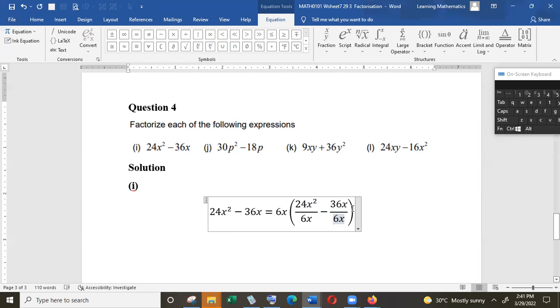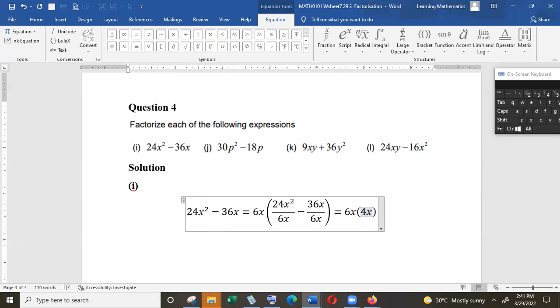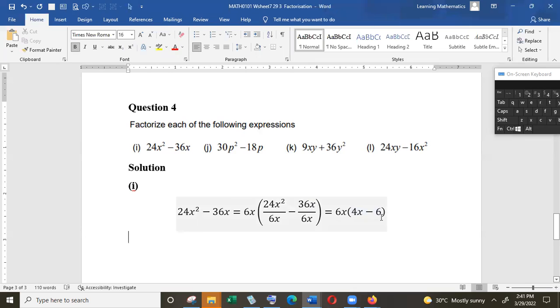Okay. So we have 6x outside the bracket. So 6 into 24 goes 4. And x squared divided by x, subtract the power, that will give you x to the 1. All right. Subtract 36 divided by 6 is 6, and x divided by x is 1. 6 times 1 is 6. So we are left with 6x outside of 4x minus 6.